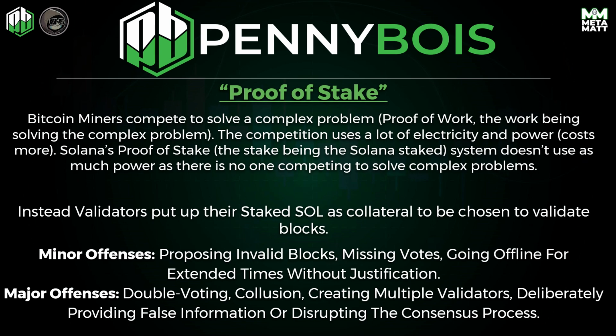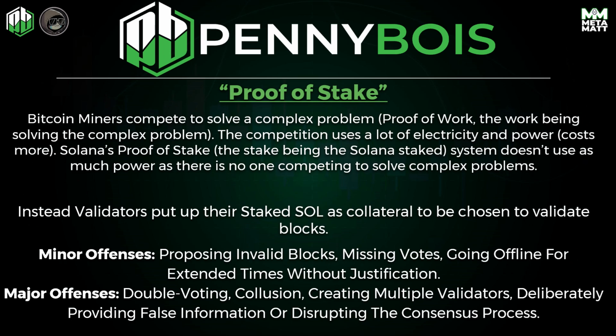I want to talk about what happens if I am a validator and I want to mess with the system, because the system works with everyone working together. So if I put up staked SOL as collateral, I'll be chosen to validate blocks, and if I mess something up, it can be either a minor or a major offense. Minor offenses include proposing invalid blocks and missing votes. So if Shai turns his computer off for a while, his validator does not get to vote in the system for a long enough time. That could be a minor offense. Going offline for extended times without justification is also a minor offense.